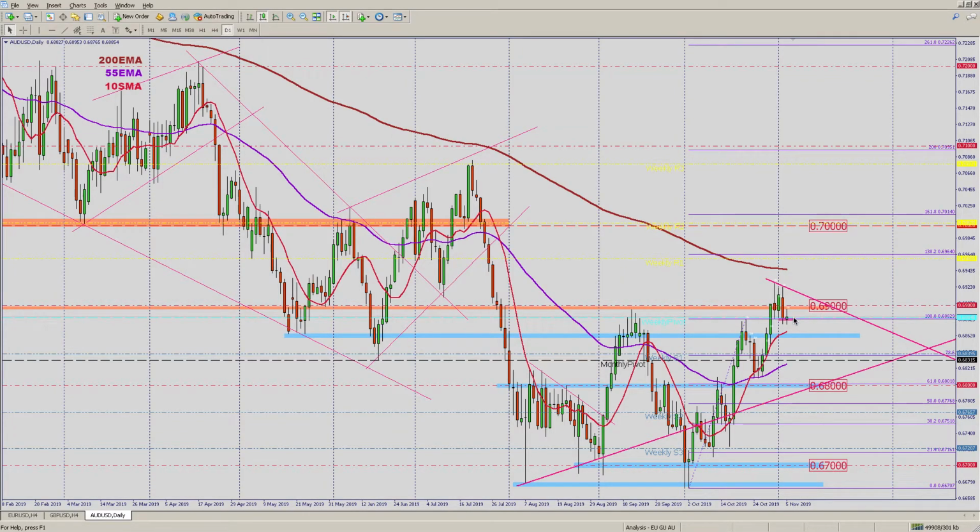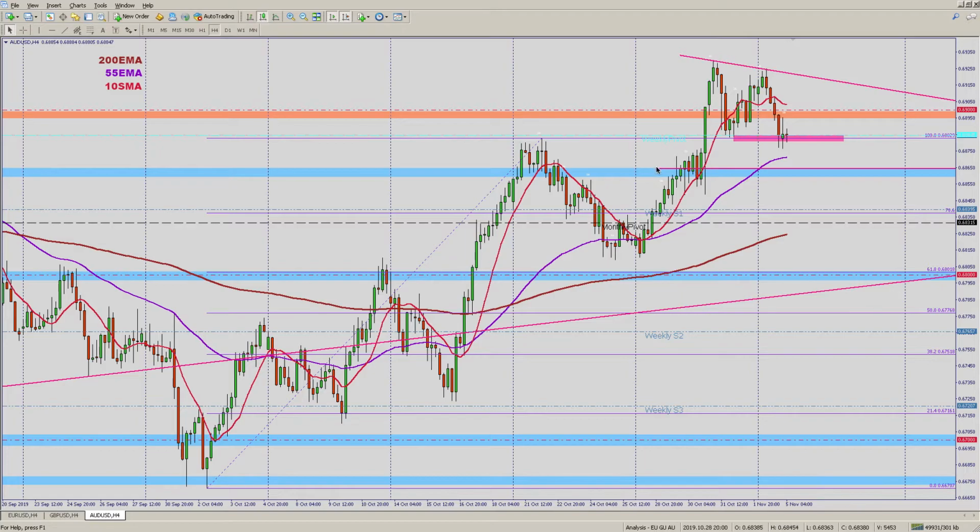But now it could be consolidating, and this possibly could be a descending triangle here, if I can mark this out. Let's take a look at the 4-hour time frame. So this is at 0.6860 area.